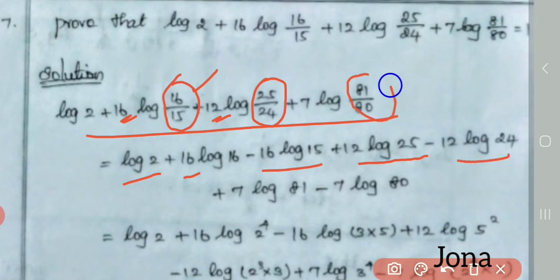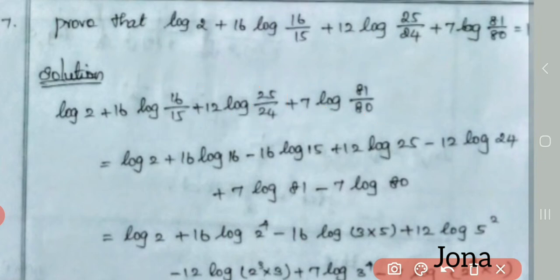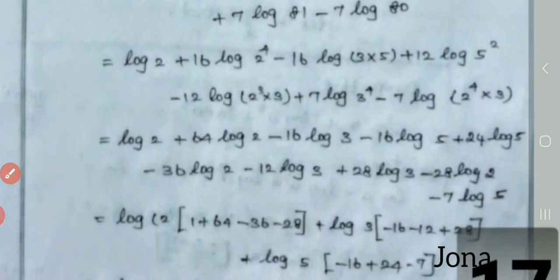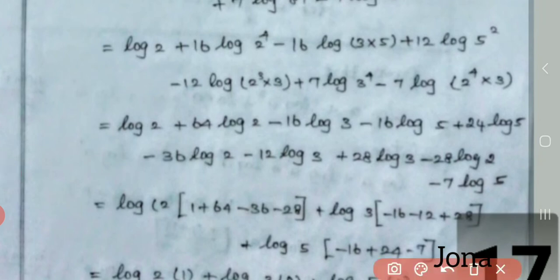And then this 81 by 80 is there. We can write log 81 minus log 80. Here I have 7, so multiply with that 7. Therefore, we can write 7 log 81 minus 7 log 80. Did you get it till this? Okay. And then I want to write in the prime factor form.